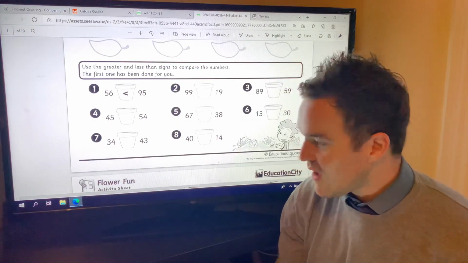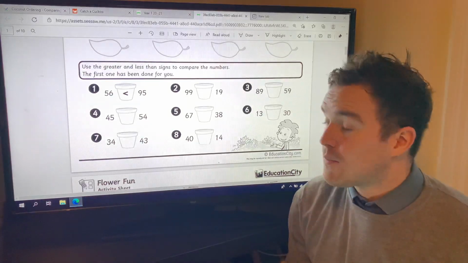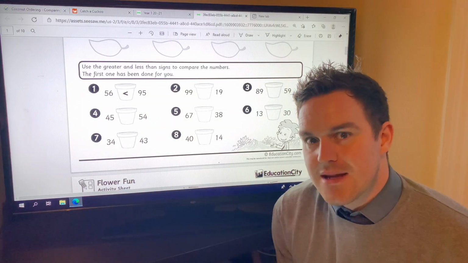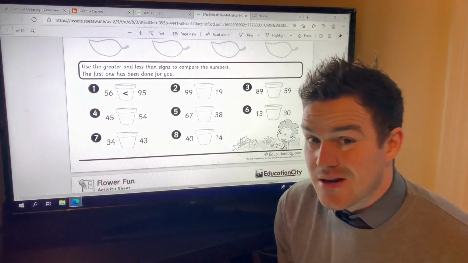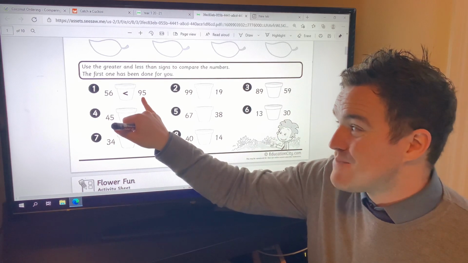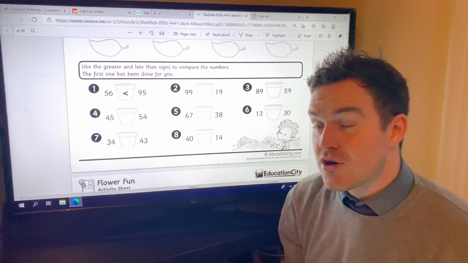Then you have these number gators. Now let me get my pen. Number gators, remember, like to eat what's greater. Okay, so they like to eat what's bigger. So this one's been done for you. 95 is bigger than 56, so the alligator's mouth is eating the bigger number, okay?